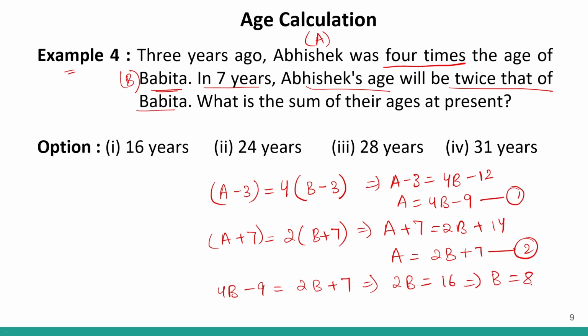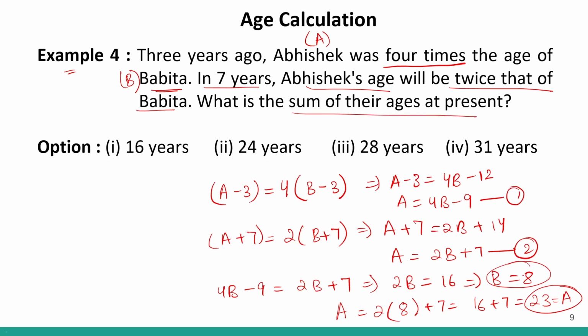Correct? Clear? And if I put B's value in equation number 2, A will be equal to 2 into B's value, which is 8, plus 7. So 16 plus 7, and this will be equal to 23. Correct? Now in the question, this is B's value and 23 is A's value. In the question, we have to find the sum of their ages. A and B denote their present values. So the sum of their ages will be 23 plus 8. This is equal to 31 years. So the sum of their ages is 31, which is given in option number 4. So option number 4 will be your correct answer.